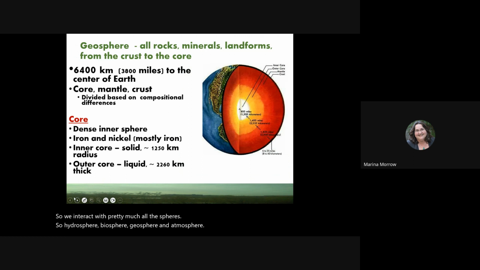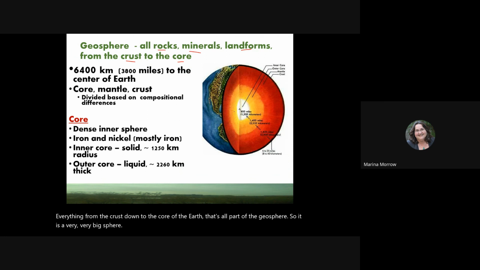Okay, so let's look at these spheres in more detail. The geosphere, especially, is of course what we're going to study the most early on. Now we'll be getting to all of this later, so you don't have to memorize all this right now. But the geosphere does include all the rocks, the minerals, all the landforms, so mountains, valleys, everything from the crust down to the core of the Earth. It's all part of the geosphere. So it is a very, very big sphere.